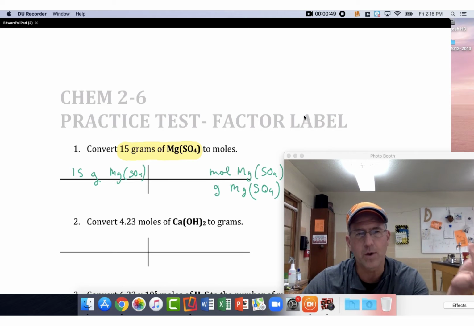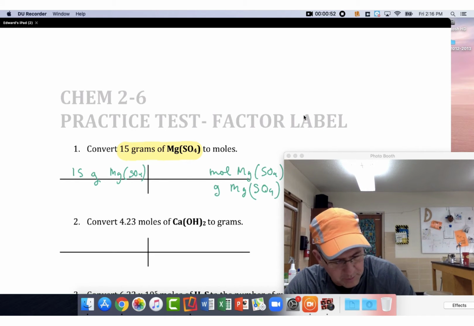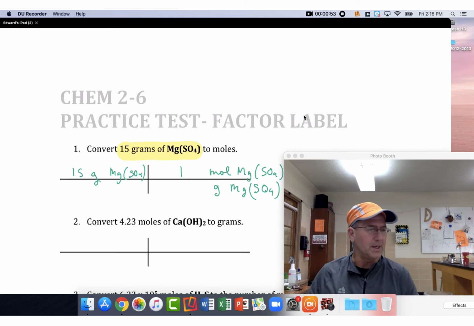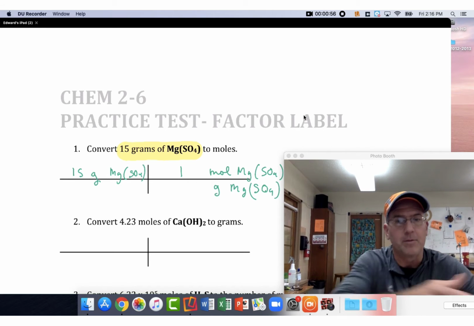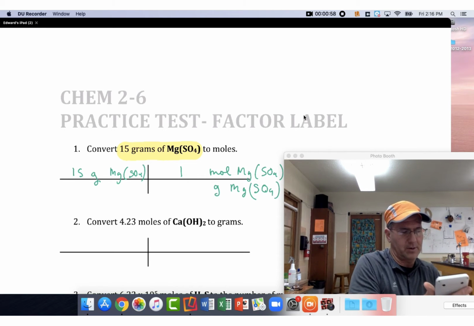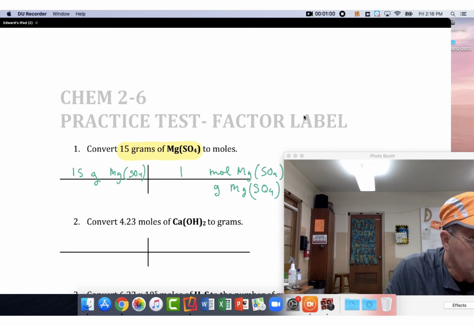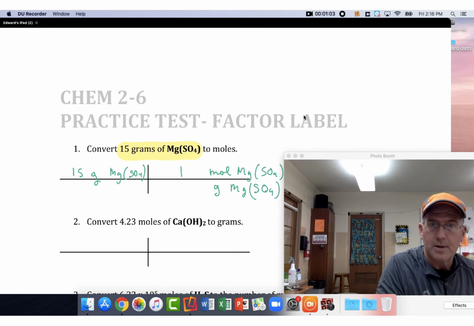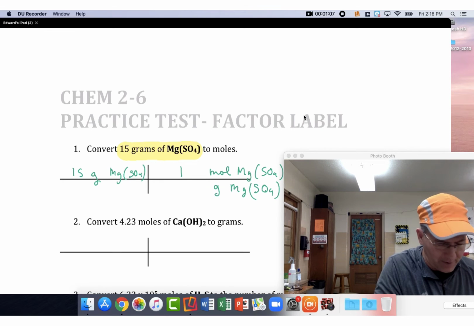Now we have moles over grams or grams over moles. That moles is always going to be a 1. And that mass is going to be the total from the periodic table. So let's get a calculator going here. We have Mg, which is 24. Plus we have sulfur, which is 32. Plus we have oxygen, which is 16. And we have 4 of those, so times 4.